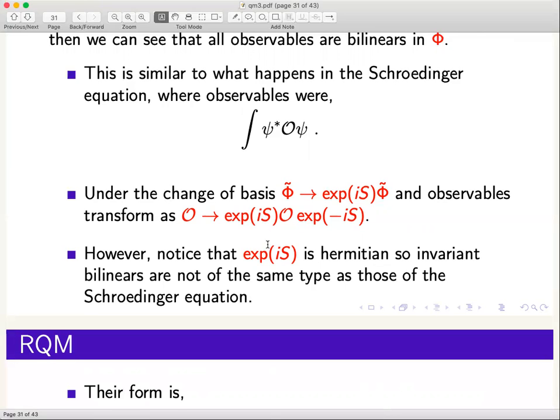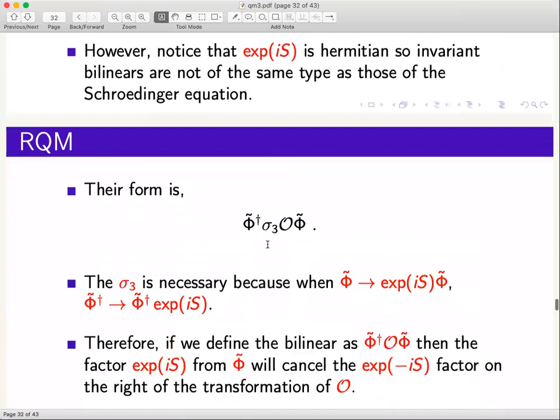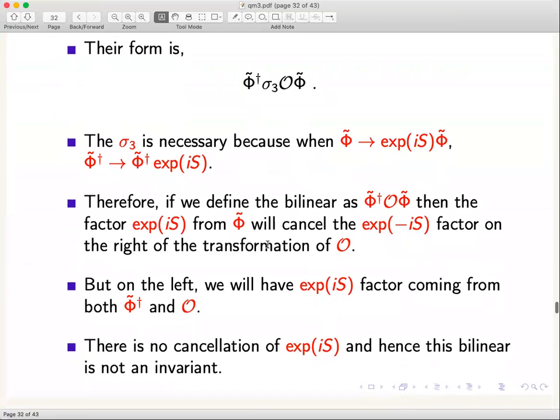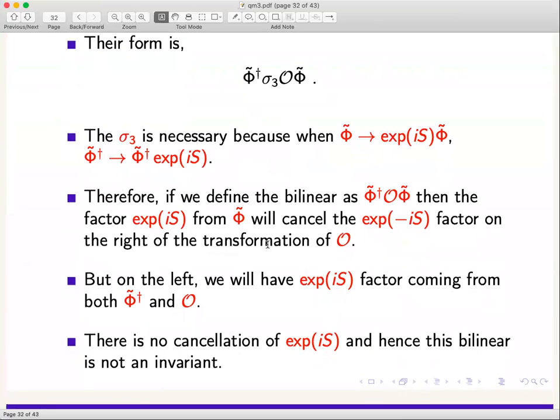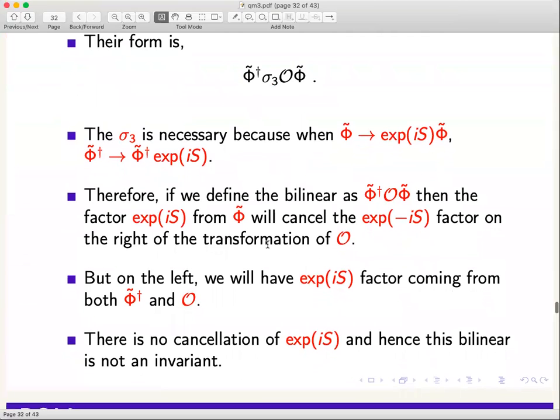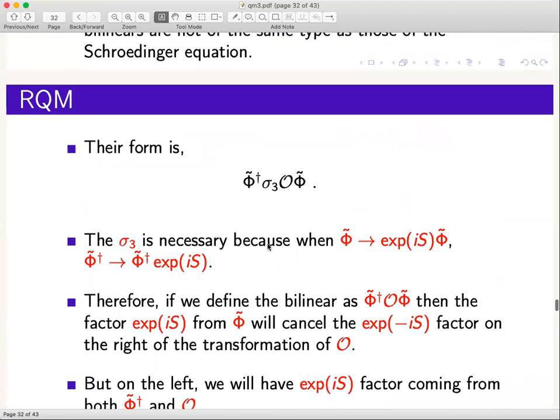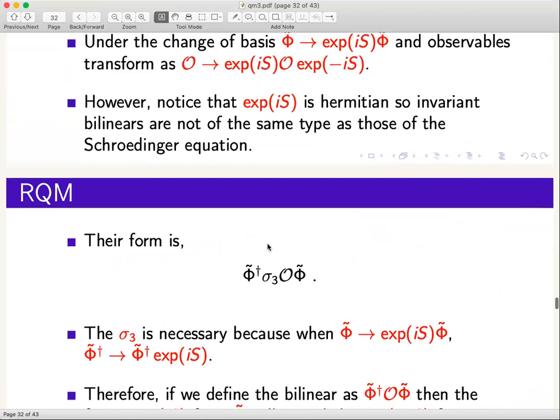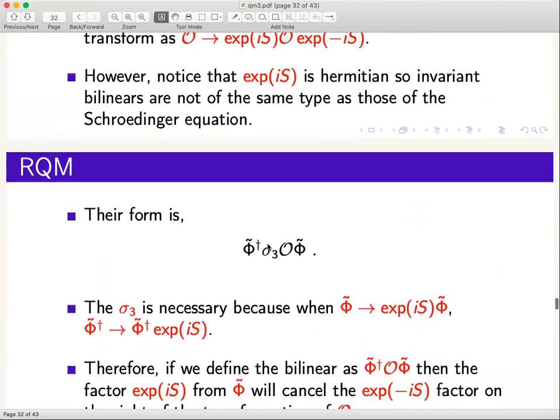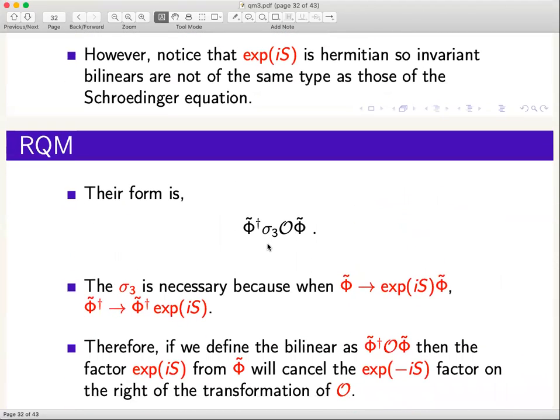If you could go to the next slide, just, couldn't we? I'm not sure, but now that we know that phi tilde and phi tilde dagger transform this way, that they both produce an exponential iota s, then if we were to treat phi tilde dagger O phi tilde as an operator, O necessarily would have to transform in a complementary way, so that it would produce exponential minus iota s on both sides.